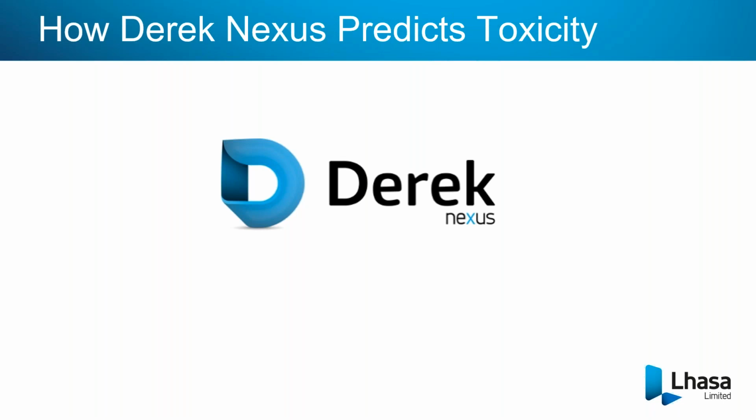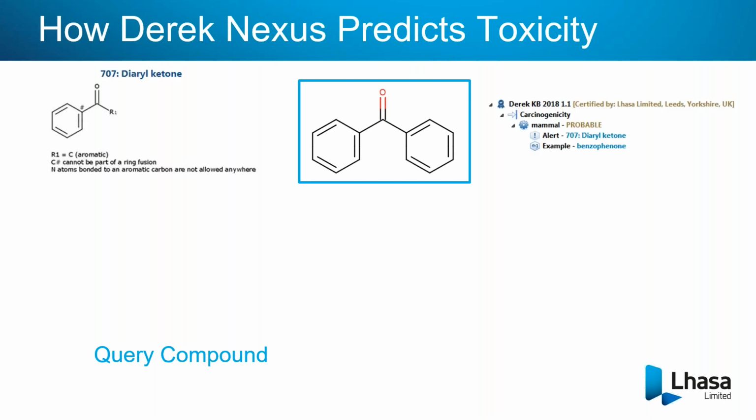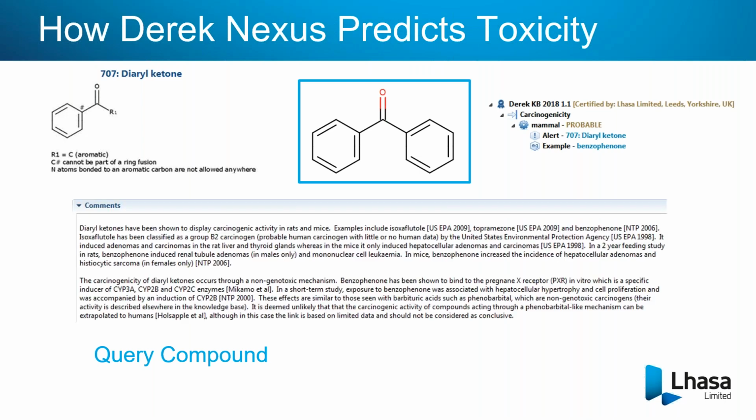For example, we can assess the carcinogenicity of benzophenone using Derek Nexus. We input a query compound and process it. This comes back with the endpoint it activates, the likelihood it's going to activate that endpoint, the alert it activates, and the associated information. And this associated information is the source of our AOP network.